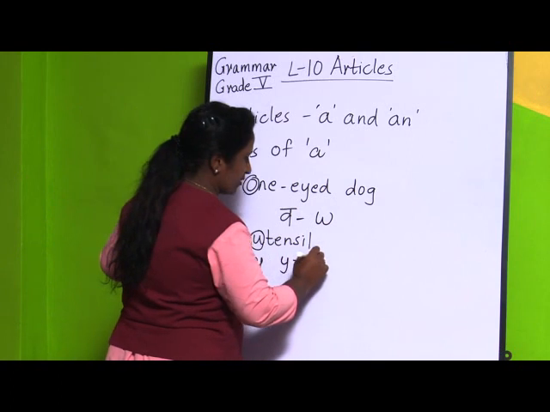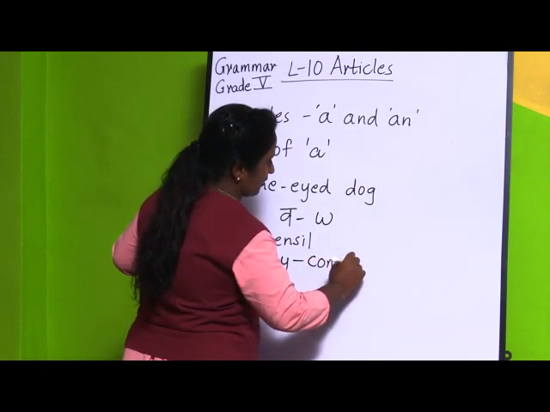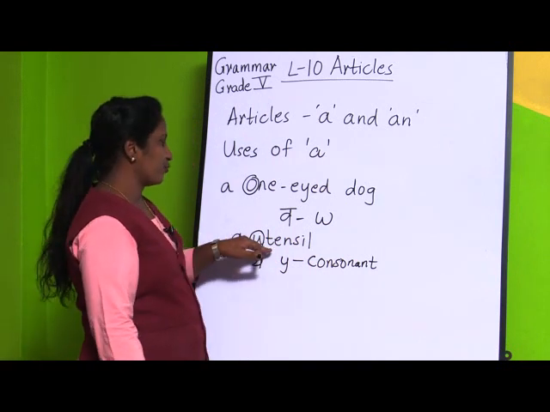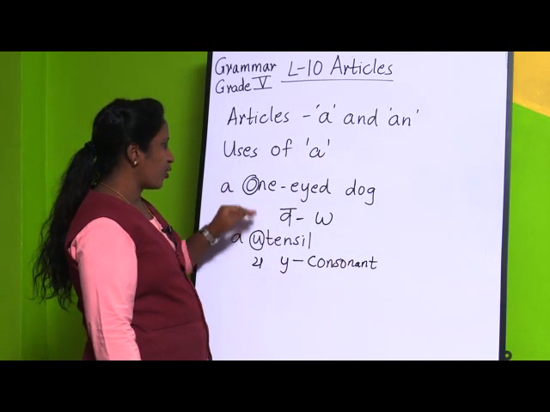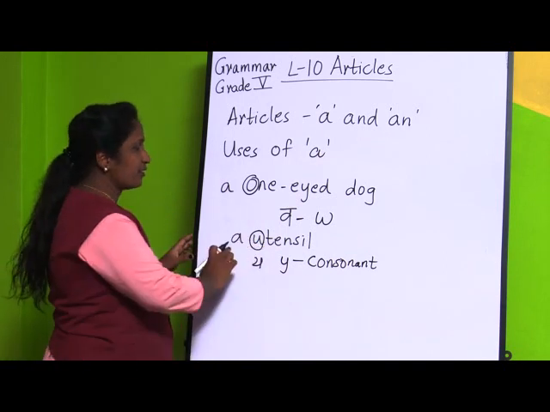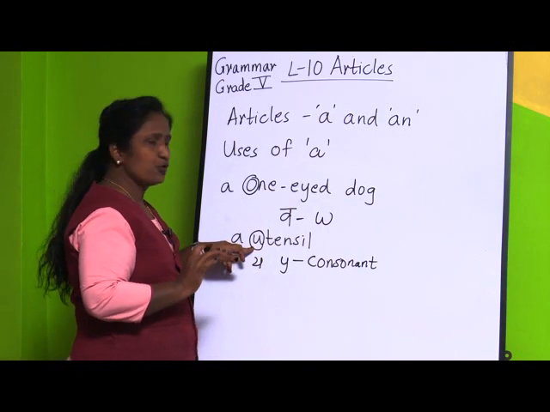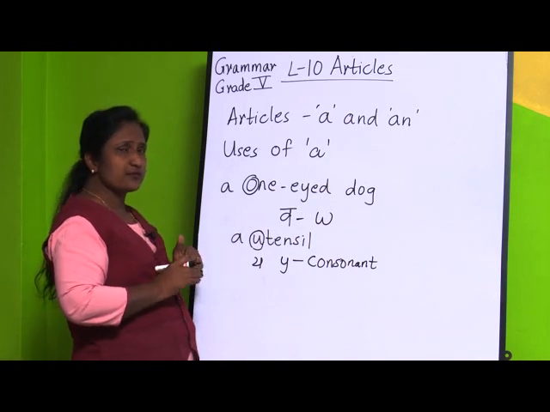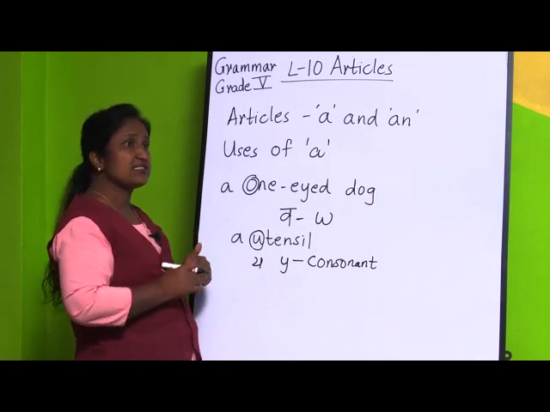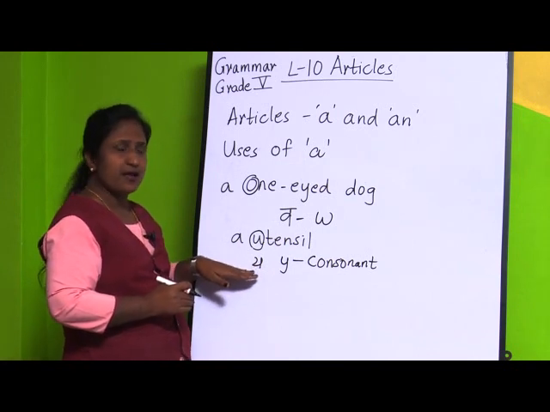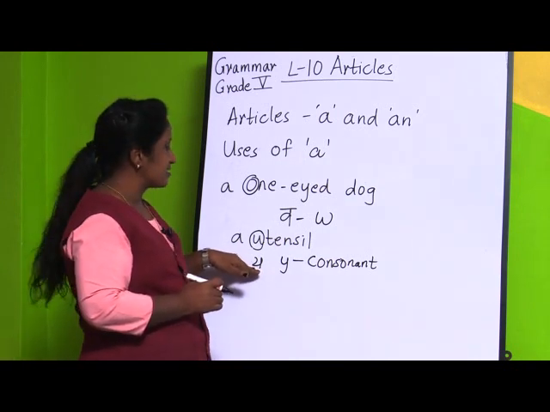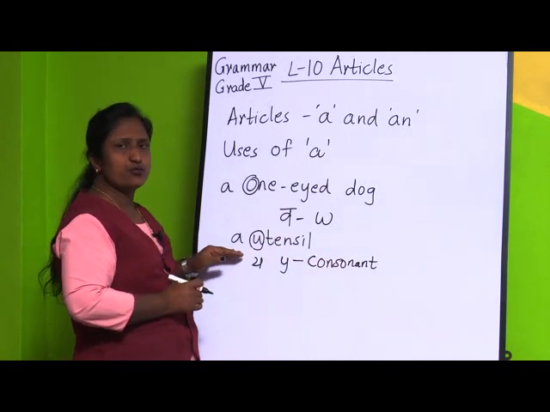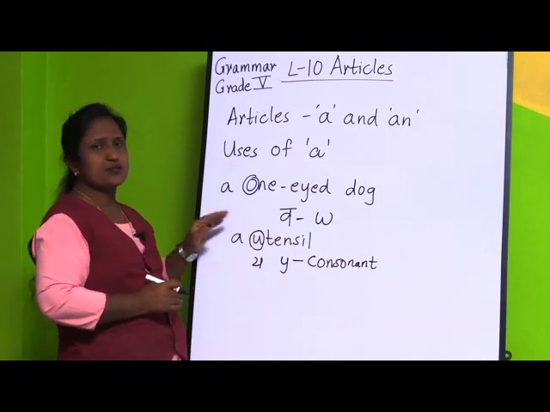So Y is a consonant, and that is why we are going to use the article a before this word, that is, a one-eyed dog and a utensil. Again, one time I am telling you about utensil: U is a vowel, no matter, but if you hear the sound of utensil, it starts with the Y sound. In English this alphabet is said as Y, and you know Y is a consonant. That is why we have used the article a before this word.